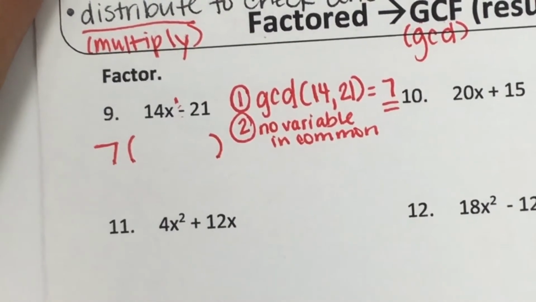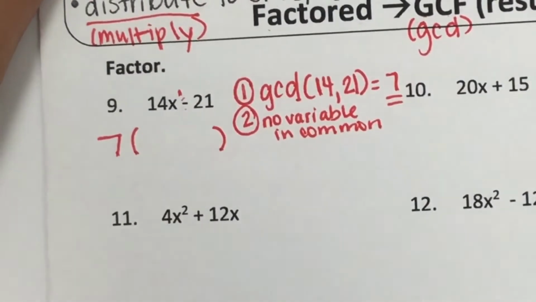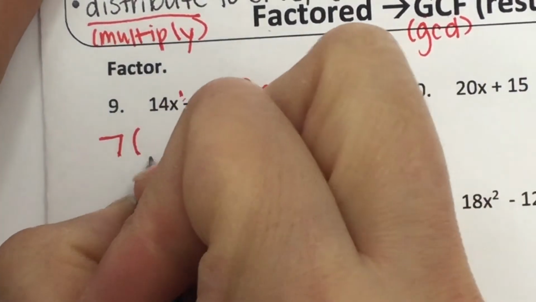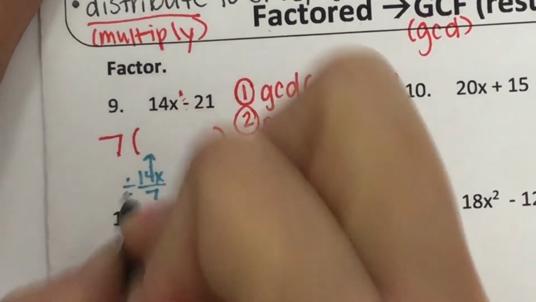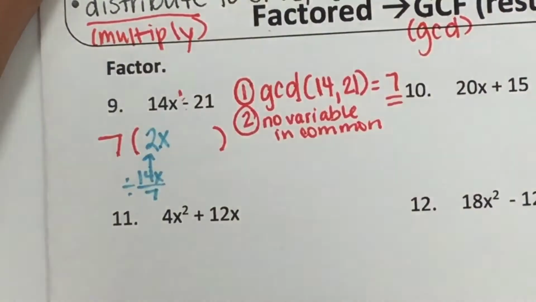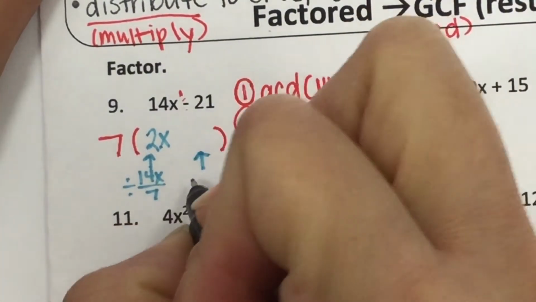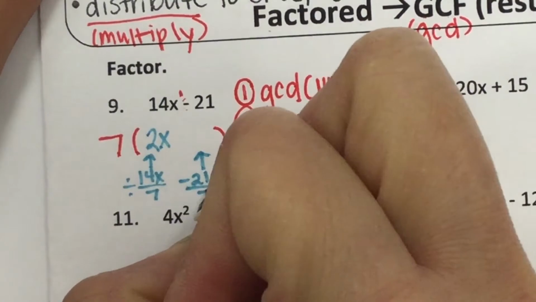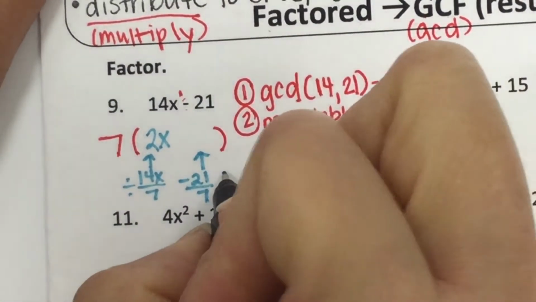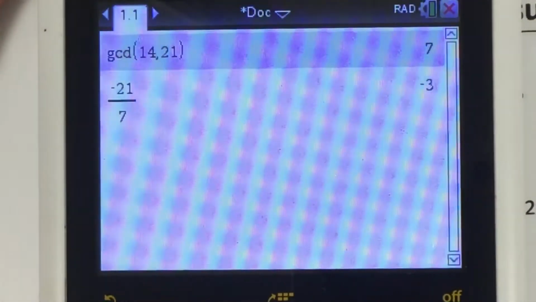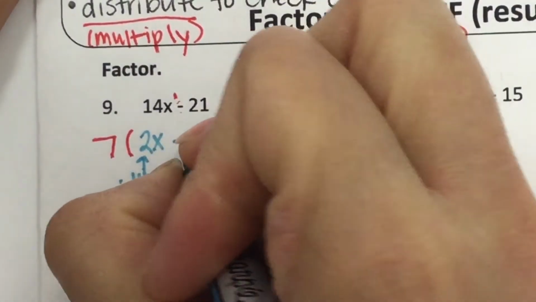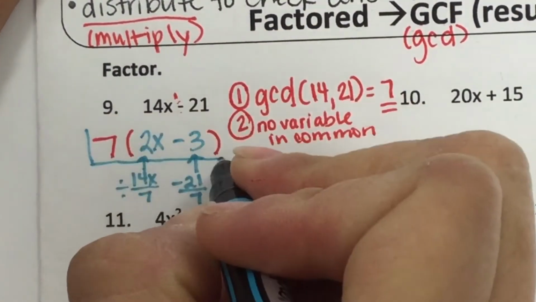When you figure out what goes inside the parentheses, what we're going to do is take 14x and divide it by 7. 14x divided by 7 is 2x. Here, we're going to take a negative 21 and divide it by 7. You get a negative 3. So minus 3. This is the final answer.